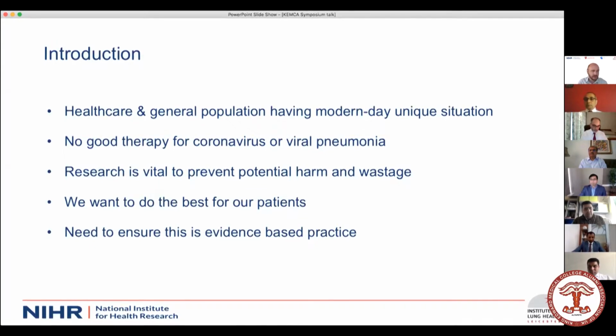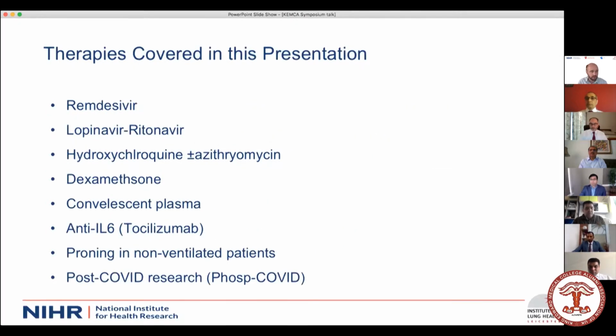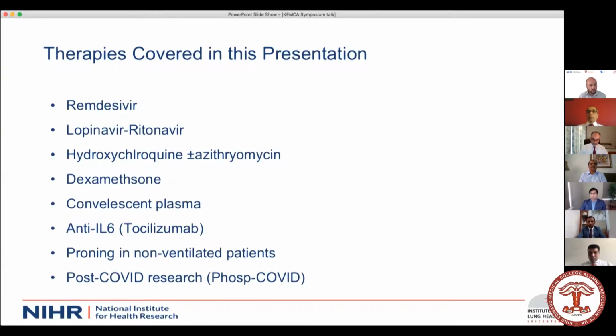Trials are tricky in the acute setting, and tricky when you have a new condition. So I'm going to rattle through a few of the therapies that we've probably most of us come across in some way or another, but also to think about what the evidence is behind them and where we go from there. Plus some of the post-COVID research, and particularly the PHOSP study, which is just recruiting its first patients last week.